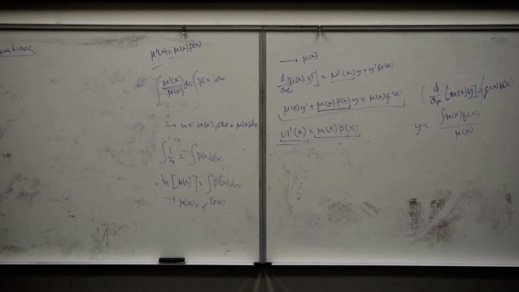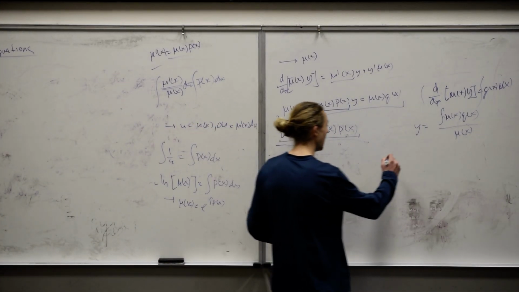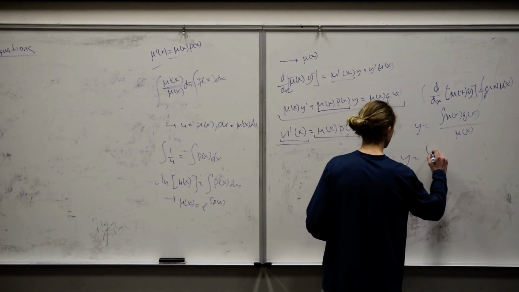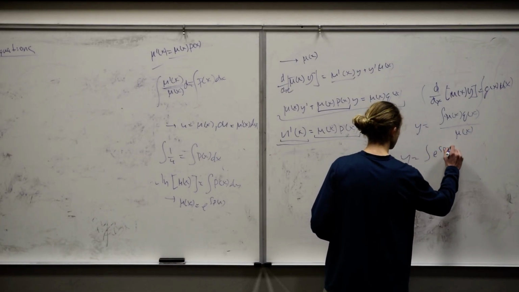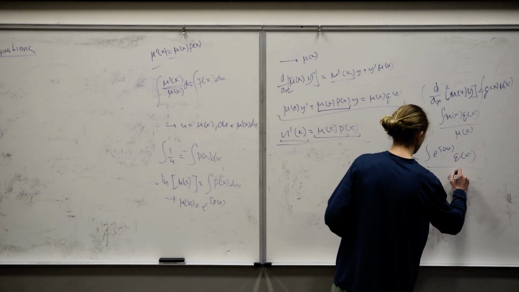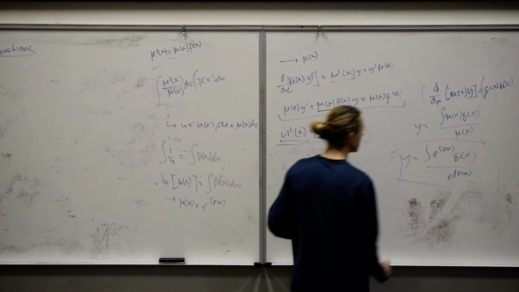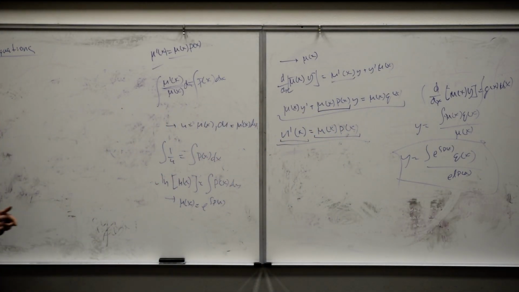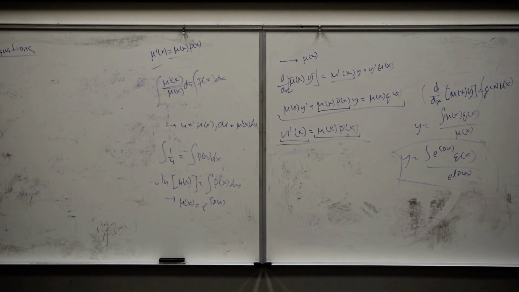So now we can fully solve for y in this case, and so y here is just the integral of e to the integral p of x times q of x over e to the integral p of x. And there is our full solution for y in that specific ordinary differential equation.